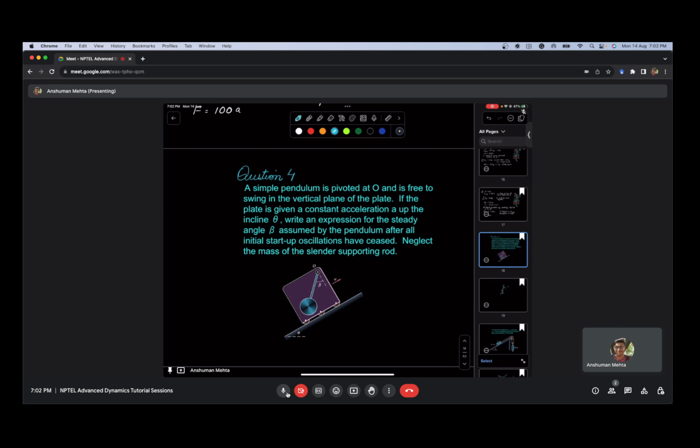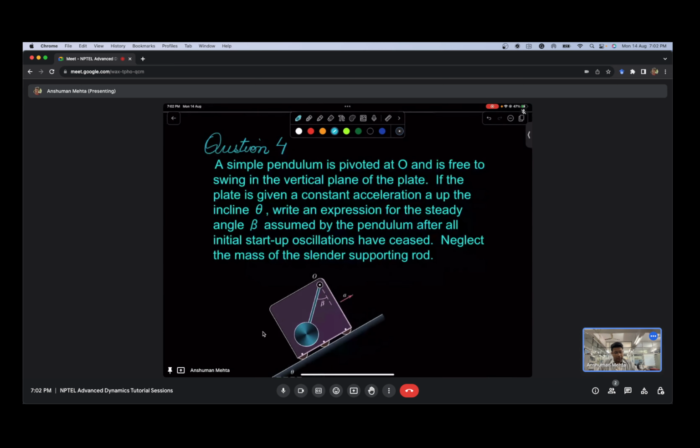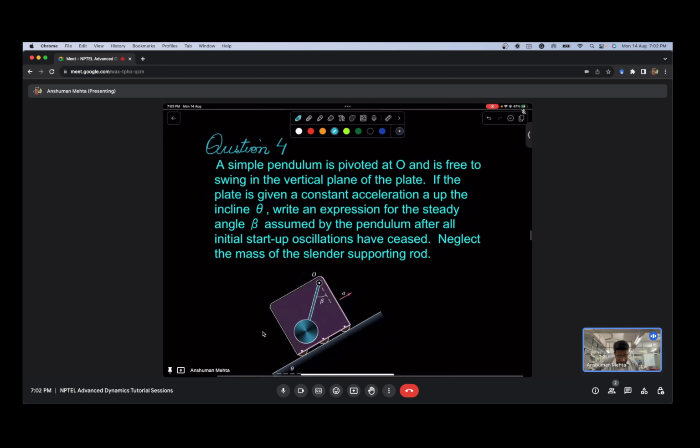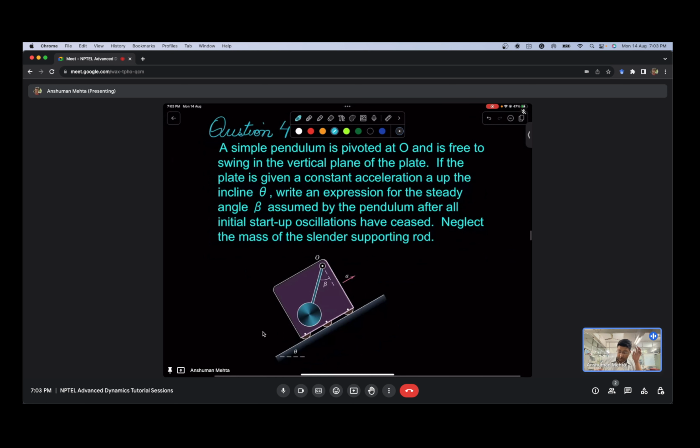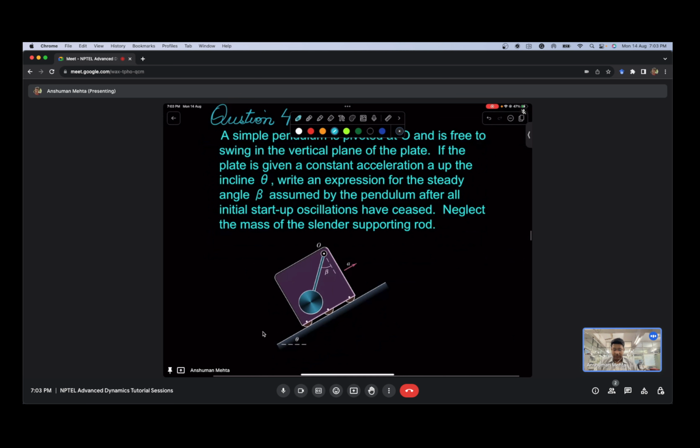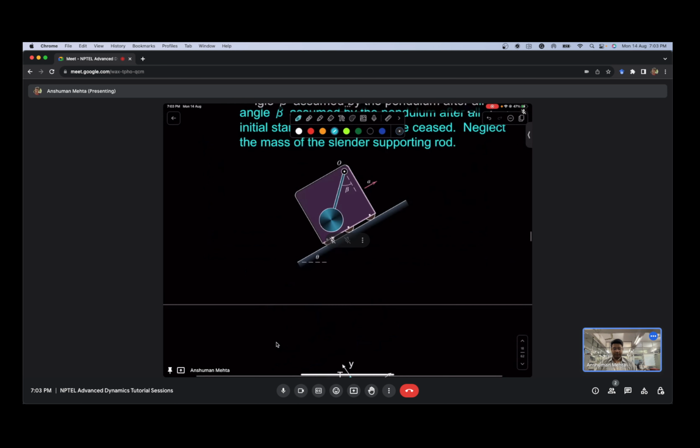Okay, let's continue. So in the next question we have a simple pendulum which is pivoted at O, and it is free to swing in the vertical plane of the plate. Now if the plate is given a constant acceleration A up the incline theta, write the expression for the steady angle beta which is assumed by the pendulum after all initial startup oscillations have ceased. We have to neglect the mass of the supporting rod. So, a very tough question to design.